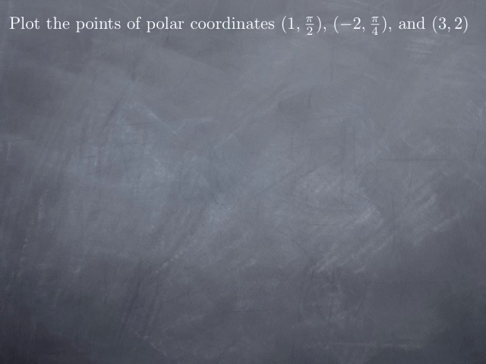So as an exercise to see how this system of coordinates works, we're going to plot the points of polar coordinates (1, pi over 2), (-2, pi over 4), and (3, 2). So we start with our polar system, which consists of one specified point, the pole, a polar axis that has the pole as one of its ends, and a unit of length on this polar axis.